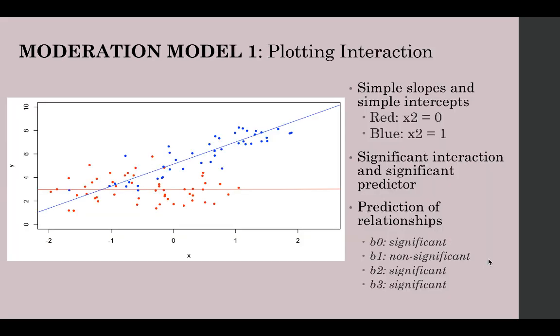Let's look at the plot and a couple of things about simple slopes and simple intercepts. If we have a significant moderator, we'll have significantly different slopes between our groups, so when our moderator equals 0 or when our moderator equals 1. Also, we can see a significant main effect for our moderator when there's a difference in intercept. We can see both of those significant effects here, and this has to do with how I modeled the y variable. I modeled B0 to be significantly different from 0, B1 to be non-significantly different from 0, which we can see in the slope when x2 is equal to 0, and then B2 to be significant and B3 to also be significant.